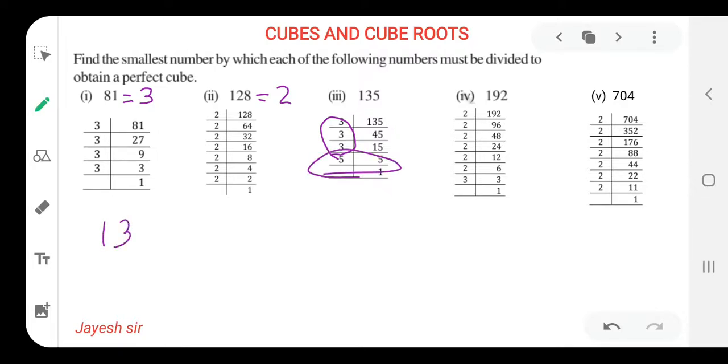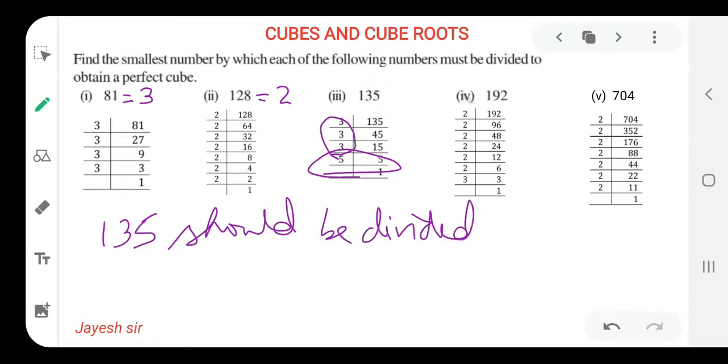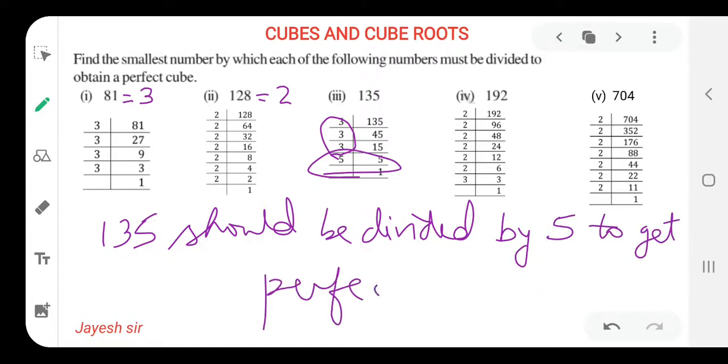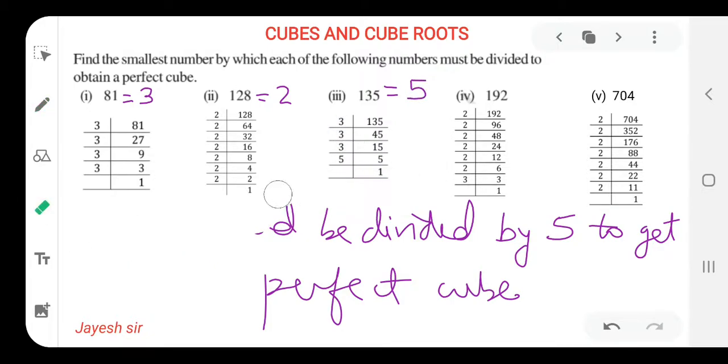That means 135 should be divided by 5 to get a perfect cube. Yes, it should be divided by 5 to get the perfect cube. So let us begin with the next sum, that is 192.